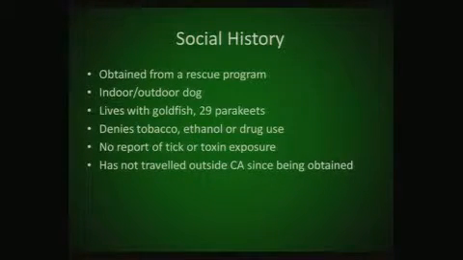So again, a little bit more background history, doing infectious disease stuff, so we've got a lot of interest in what goes on at home. She was obtained from a golden retriever rescue program about a year prior to the onset of this cough. She lived with some goldfish and a huge number of parakeets. She denied any tobacco, ethanol, or drug use. She had no known history of tick exposure, and she had not traveled outside of California since being obtained, but we didn't know whether there had been any travel history prior to her being rescued, and we never really were able to find that information out.